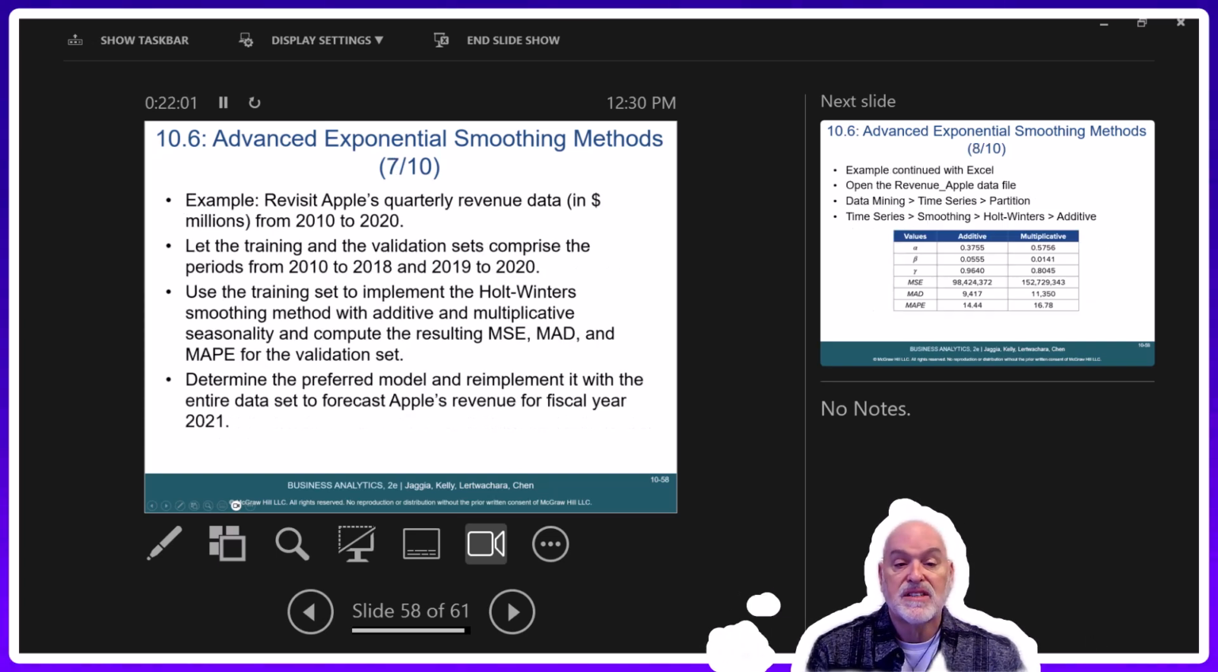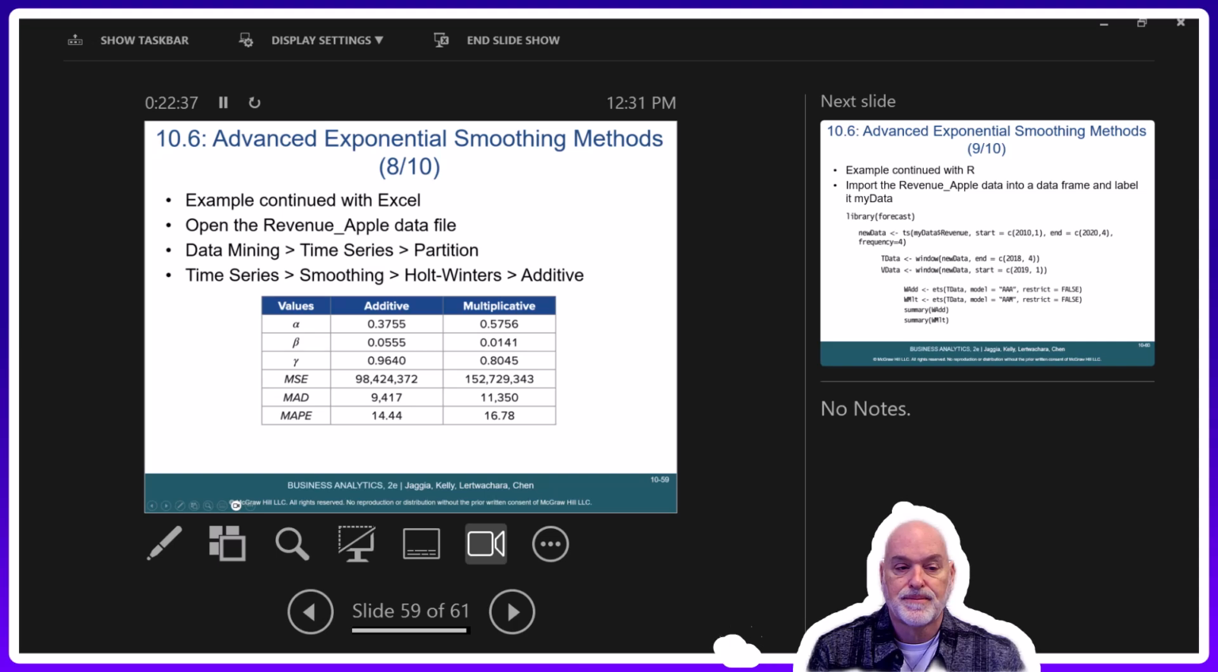Example: revisit Apple's quarterly revenue data in millions of dollars from 2010 to 2020. Let the training and the validation sets comprise the periods from 2010 to 2018 and 2019 to 2020. Use the training set to implement the Holt-Winters smoothing method with additive and multiplicative seasonality and compute the resulting MSE, MAD, and MAPE for the validation set. Determine the preferred model and re-implement it with the entire data set to forecast Apple's revenue for fiscal year 2021.